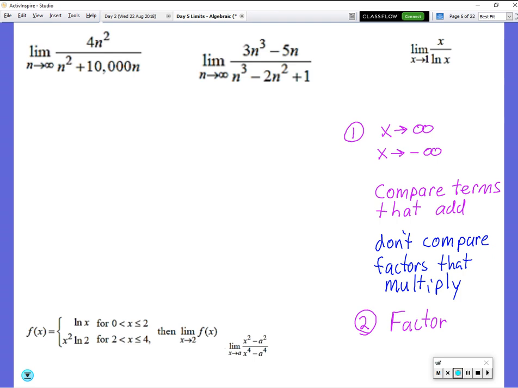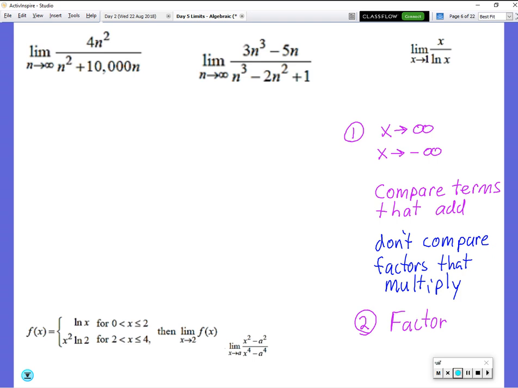The first thing I'm going to look for is, can I compare terms that are adding? And a warning, don't try to compare terms that are multiplying. Sorry, factors that multiply. You can only compare terms that add. So this is my first thought. If x is approaching infinity, I'm looking to compare. So I look over here, and I say, okay, wait a minute. In the numerator, there's a 4 multiplied by n squared. So I can't compare those, I just move on. But in the denominator, I have n squared added to 10,000n. Those are two terms being added. I can compare them. And this is the comparison I make.